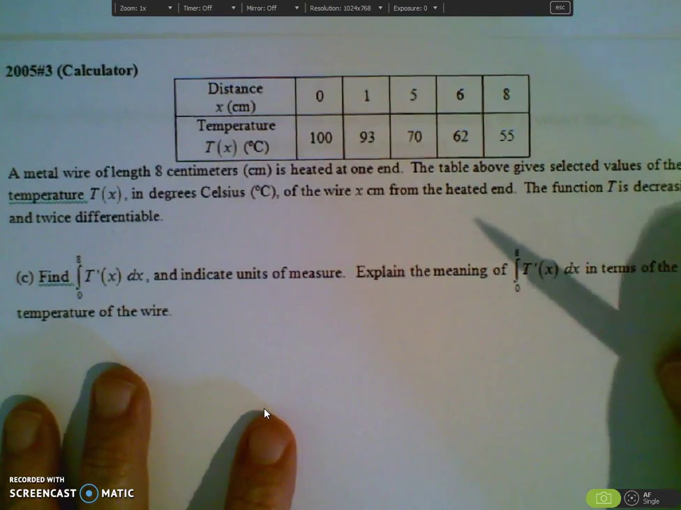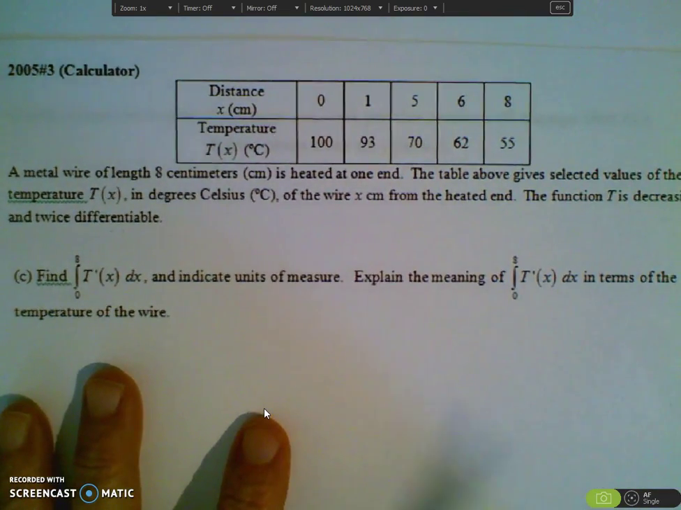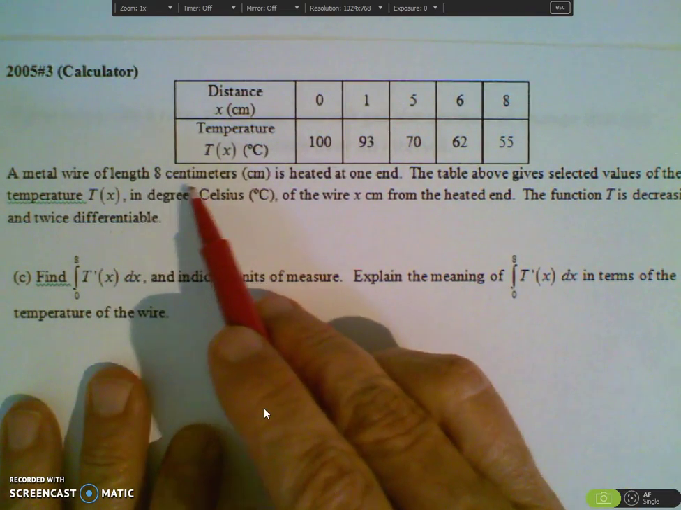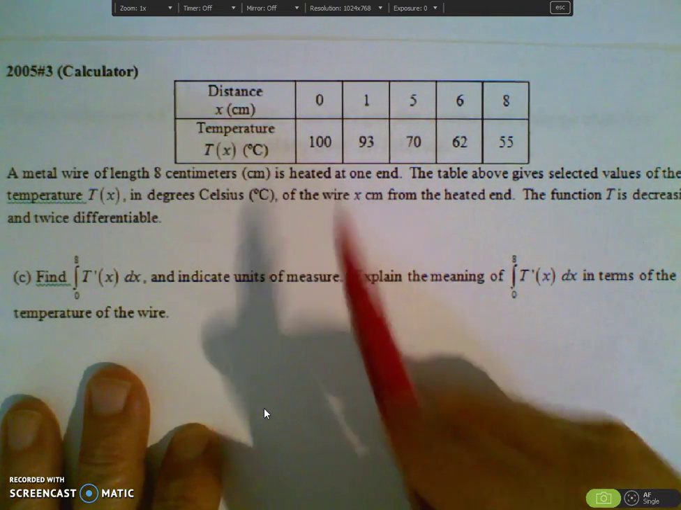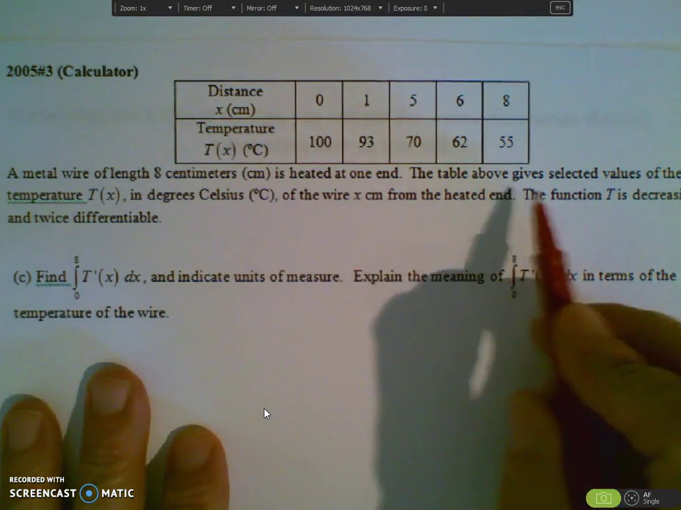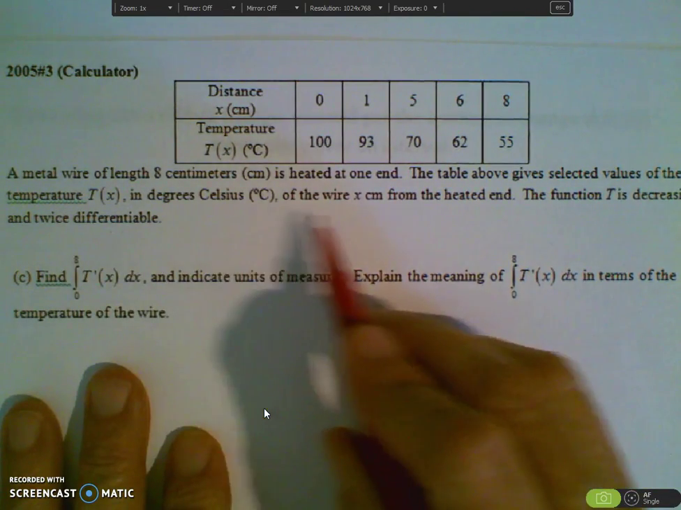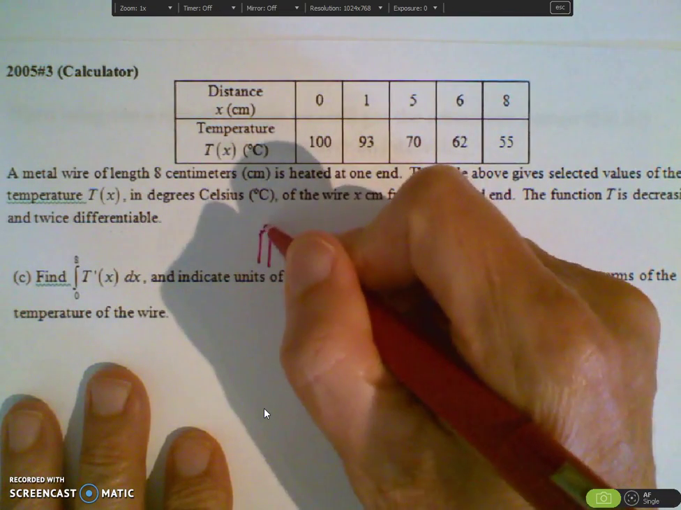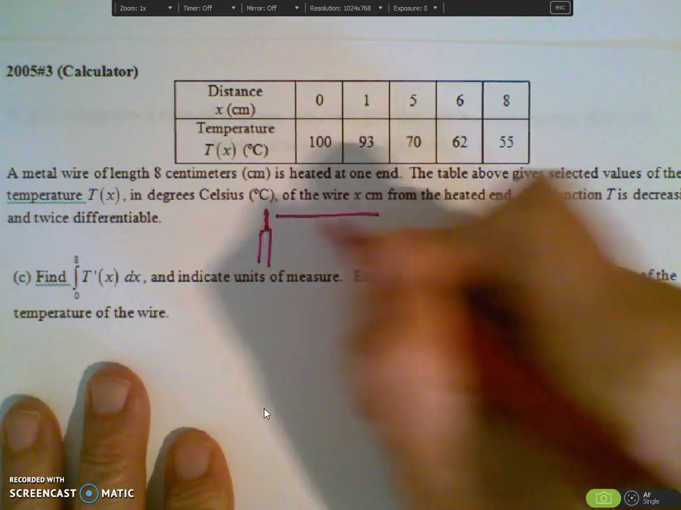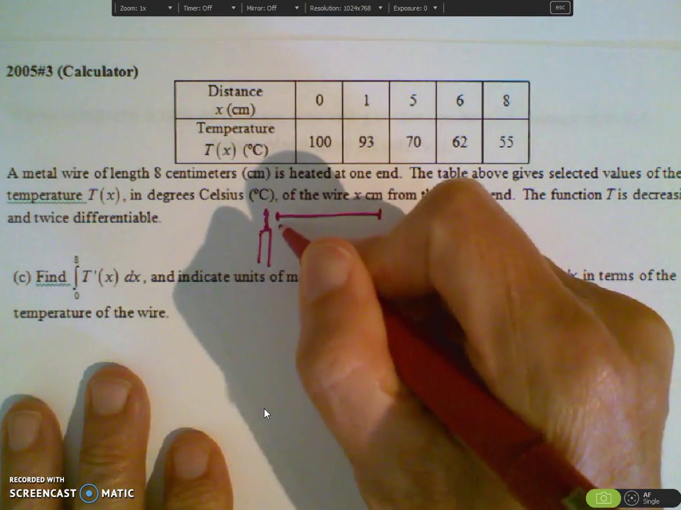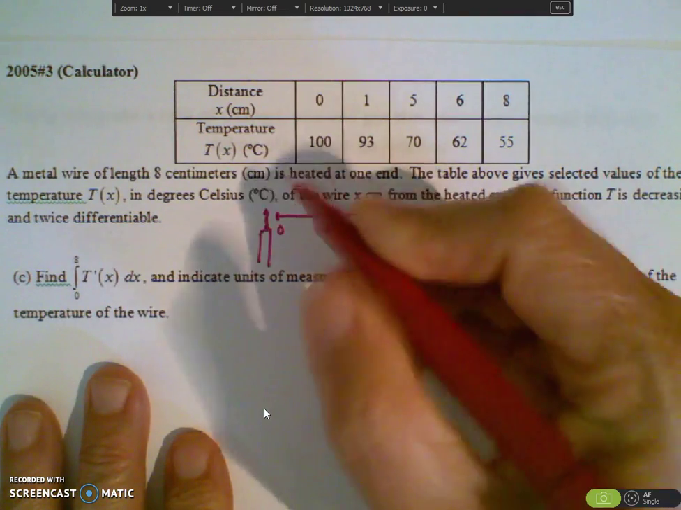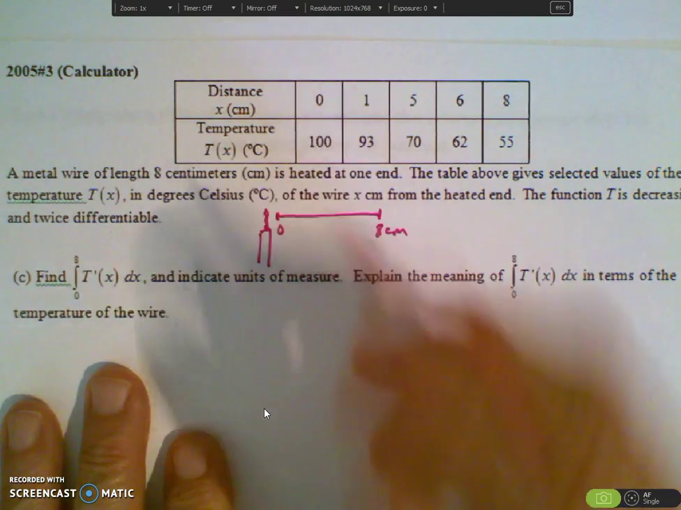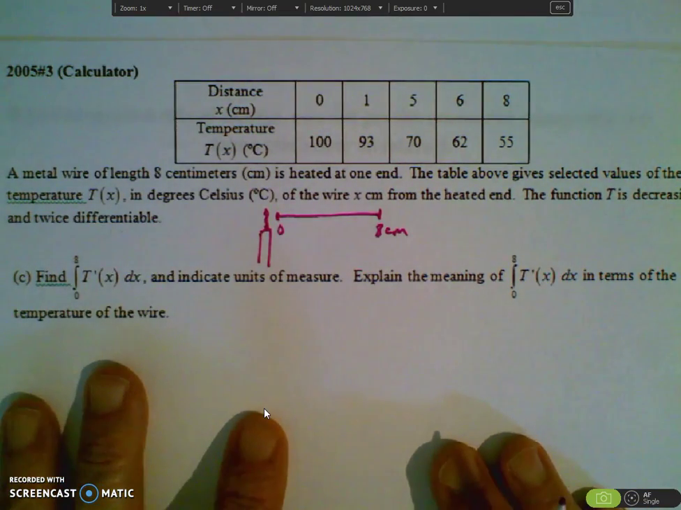Here's a really nice example. This data table shows the temperature of a wire that has a length of 8 centimeters, and that wire is being heated on one end. The table gives selected values of the temperature in degrees Celsius of the wire x centimeters from the heated end. So you can imagine, maybe we're heating it with a candle. Here's our wire from 0 to 8 centimeters. And obviously, it's going to be hotter when it's closer to the source of heat. That's not the part I'm really interested in.